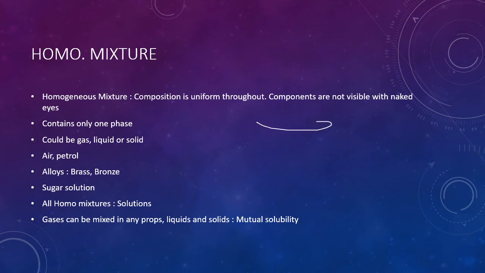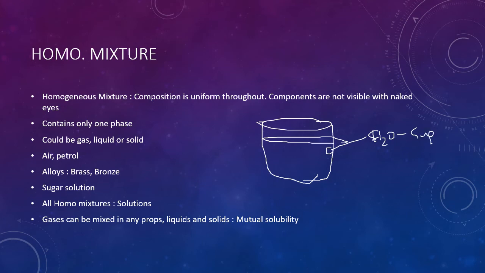For example, sugar solution. Of course, sugar solution is considered a mixture because it has two different particles, right? So sugar is here. If you look here, you can see that a water molecule will be attached to the sugar molecule. Similarly, on this side also, a water molecule will be attached to a sugar molecule. All right. So this is the kind of relation they have. Everywhere you will have one single phase. All right.